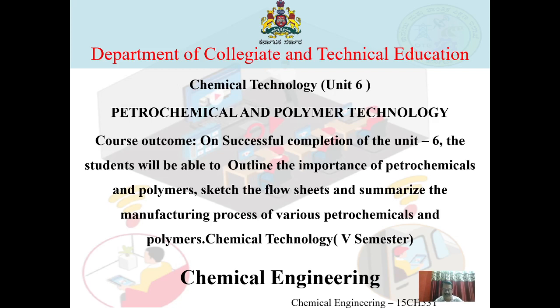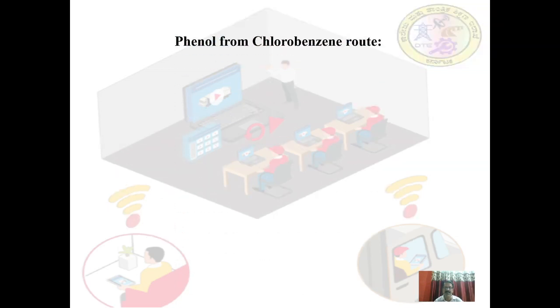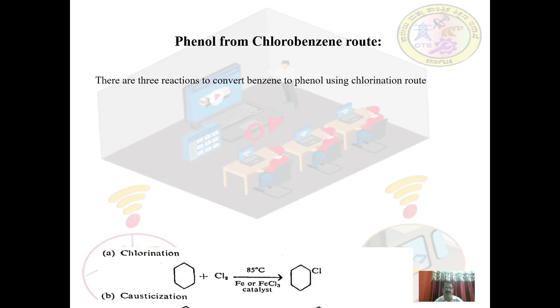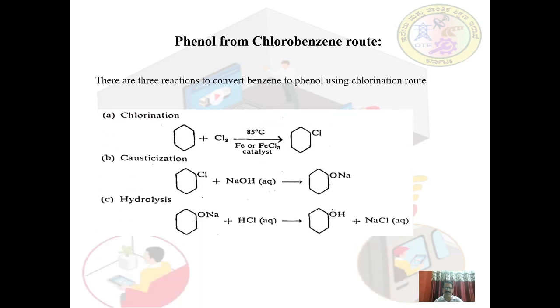Let us see how phenol is manufactured. Phenol from the chlorobenzene route. There are three reactions to convert benzene to phenol using chlorination. These are the reactions: chlorination, castilization, and hydrolysis.